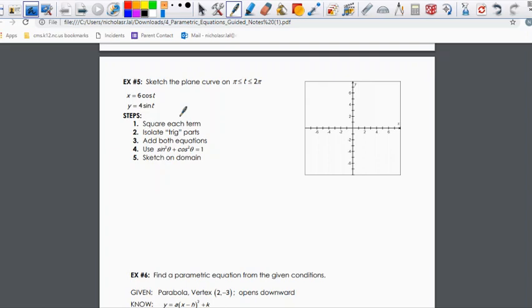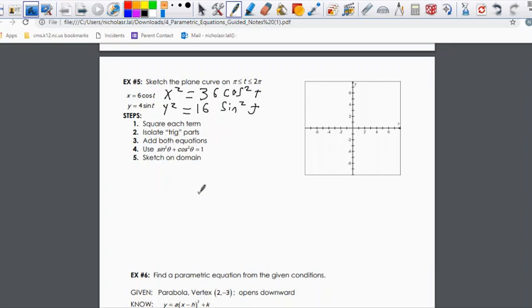So if x is equal to 6 times the cosine of t, then if we square each term, x squared should be equal to 36 times the cosine squared of t. And if y is equal to 4 times the sine of t, then y squared should be equal to 16 times the sine squared of t. All right, so you need to square each term.